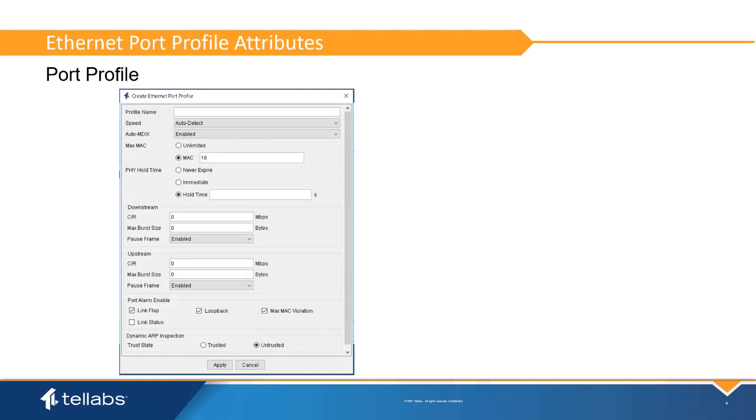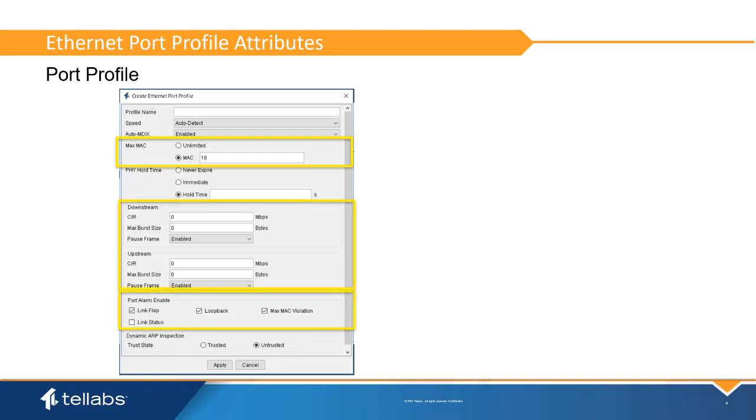The Ethernet port profile controls attributes for Ethernet services on the ONT UNI port. Important parameters include maximum MAC and rate limits on the port. Also, alarm notifications can be enabled for important conditions on the port.